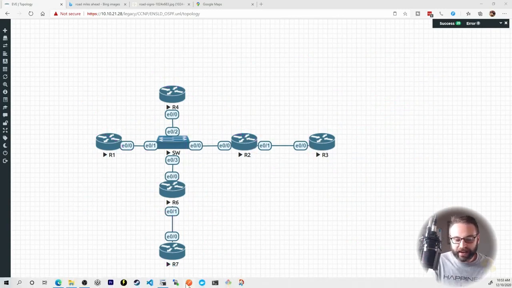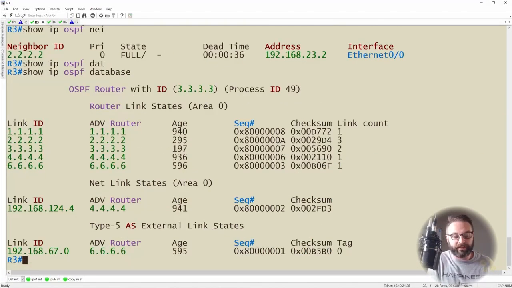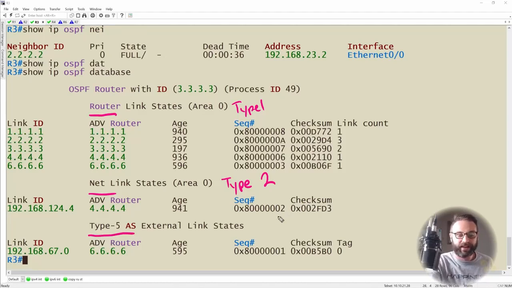Now, when you want to see these LSAs in action, if I go and bring up router 3, for instance, I can give it a show IP OSPF database, and here we go. I see my router LSAs. Those are my Type 1s. I see my network LSAs, those were my Type 2s, and then I see the Type 5 LSA. This is the external link. You may be going, wait, where is the ASBR here? Well, we already know how to get to 6.6.6.6, the advertising router, so we don't actually need that LSA.